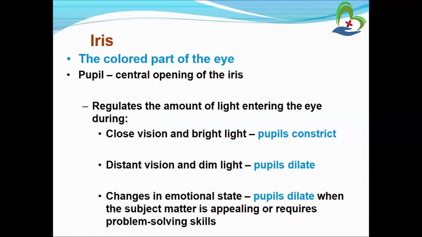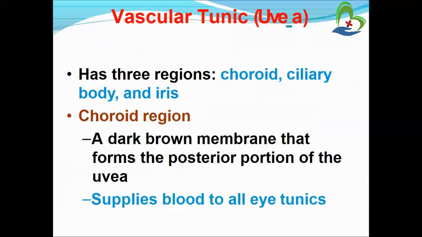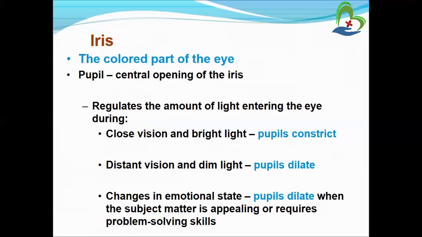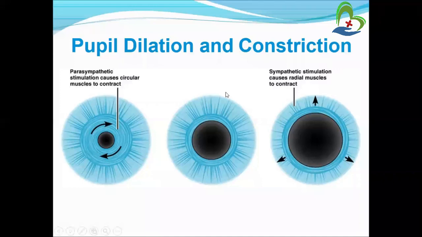Changes in emotional status also matter. If a person has a change in emotional status, the pupil will be dilated, and when the subject matter is appealing or requires problem-solving skill, the pupils will also react. So this is about the three regions of the vascular tunic. I hope you all understand this topic. In this figure also, the dilatation and constriction of the pupil are shown.